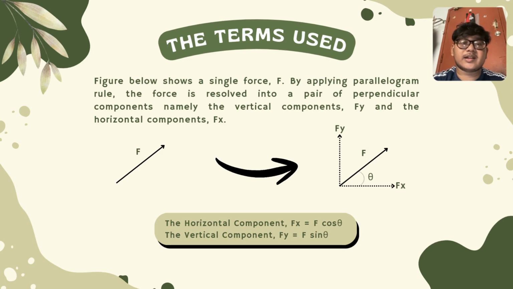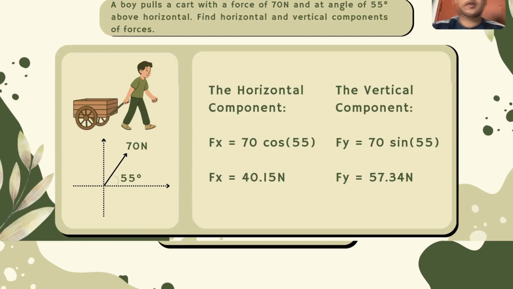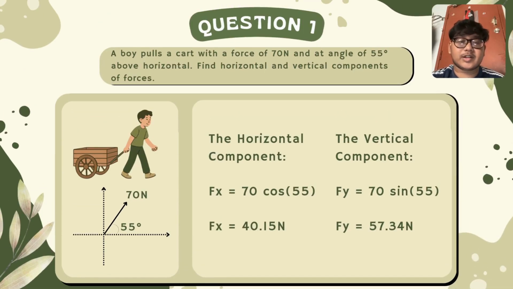In the diagram below, we can see that a force has been drawn, and from the drawn force, we can determine its vertical component and horizontal component. As you can see in the note below, the horizontal component is equal to F cos theta, while the vertical component is equal to F sin theta. Let's continue to the first question of this topic.